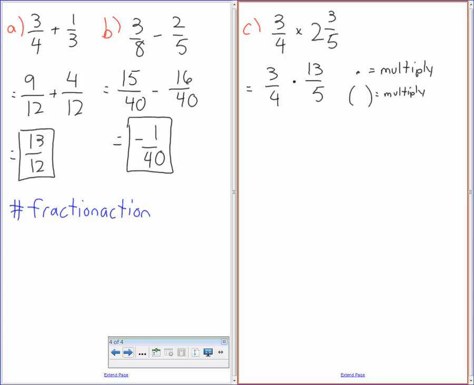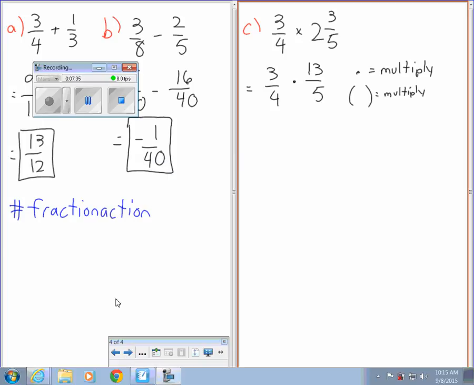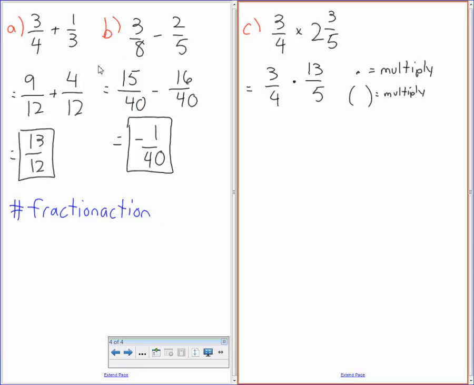Why do I not normally put the times symbol? Why is that going to be gone here? Yeah, it totally will be. And I use totally. I'm a teenager. I'm sorry about that. Okay, so 3 over 4 times 13 over 5. How do you do 3 over 4 times 13 over 5? 39 over 20.